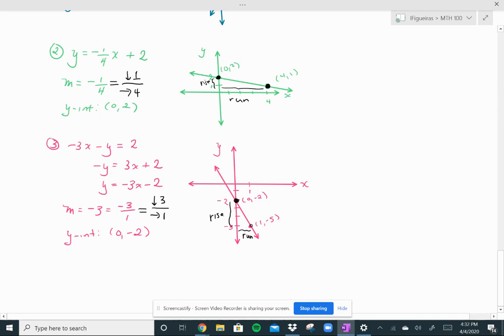of 1, negative 5. So now you should try the homework. Good luck.